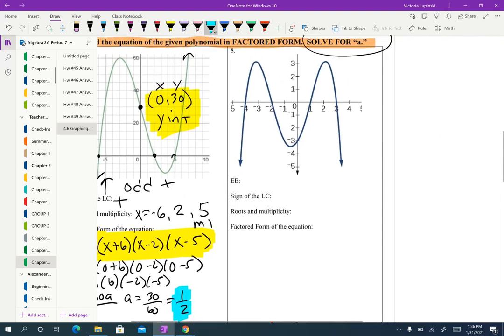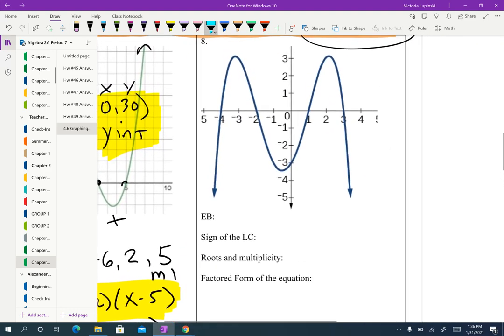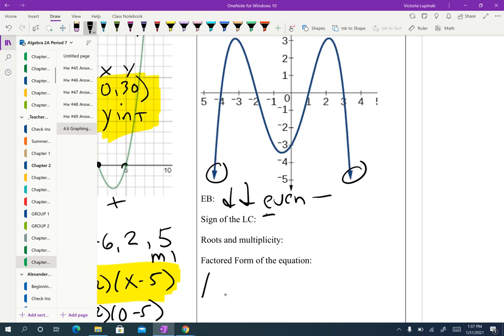Let's see another one like that. So over here on number 8, again, starting with the end behavior: down, down. That only happens if you are even and negative. So the sign of the leading coefficient has to be negative. So if you want, you can start with y equals -a. Then the roots and their multiplicity from left to right.